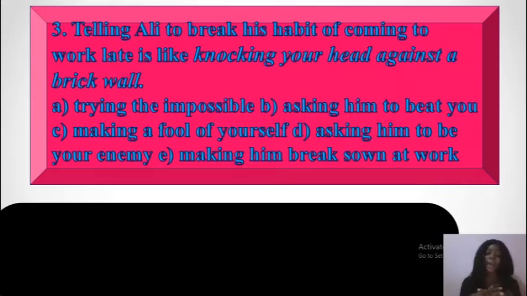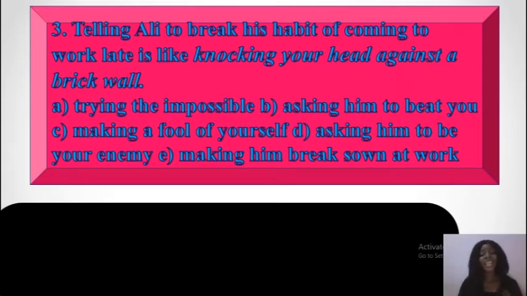Option C says making a fool of yourself. Knocking your head against a brick wall, is it really making a fool of yourself? No, it's not really making a fool of yourself. So that option cannot go. That option is ruled out. Now let's look at option D. Option D says asking him to be your enemy. Whoa, really? Asking him to be your enemy? Seriously? That is so off. We can't go with that option.